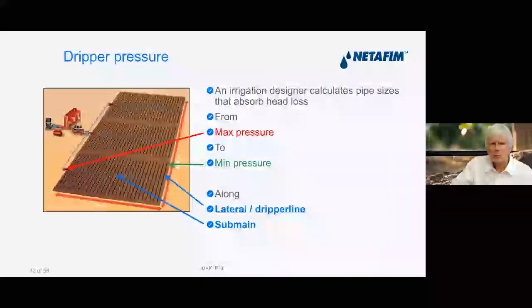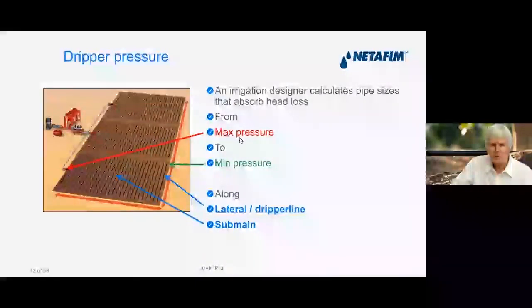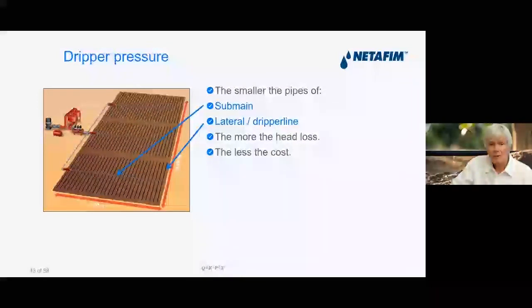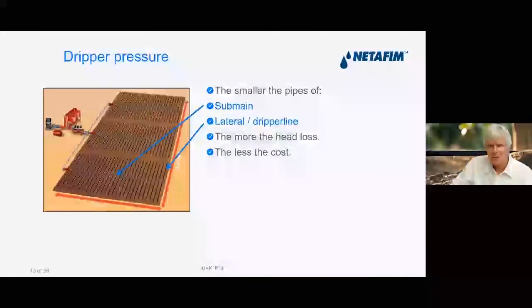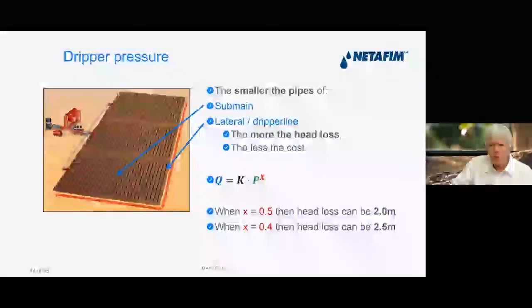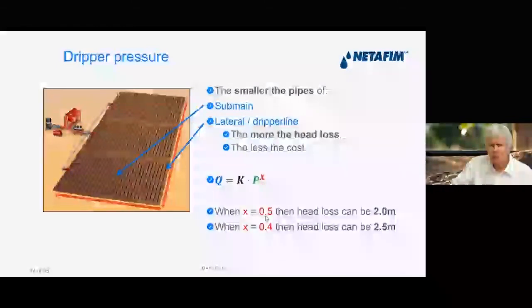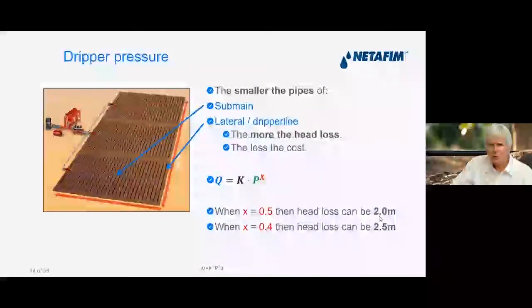So an irrigation designer will choose his pipes to absorb the head loss from the maximum pressure to the minimum pressure along the laterals and the submains. The smaller the pipes of the submains and the laterals, the more will be the head loss, and the less will be the cost. Smaller pipes will create more head loss, and if X equals 0.5, he will absorb 2 meters head loss. And if X equals 0.4, then it'll go up to 2.5 meters head loss.